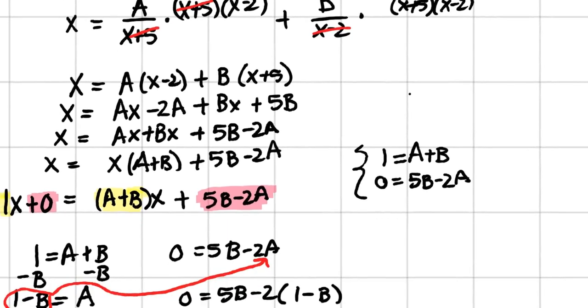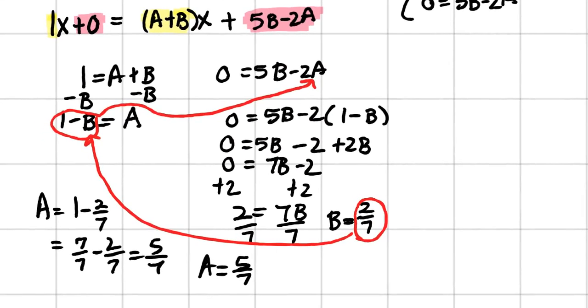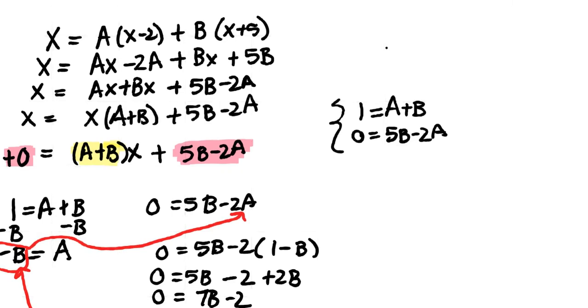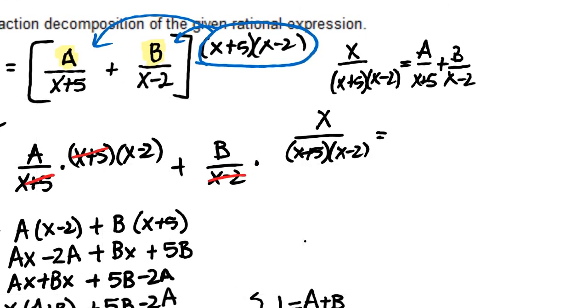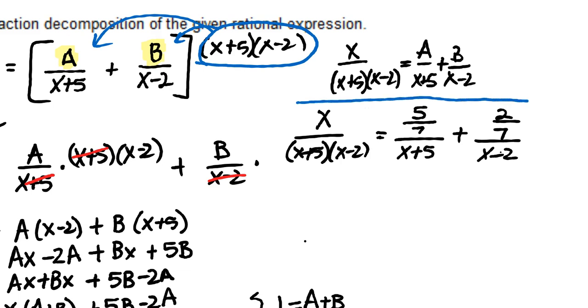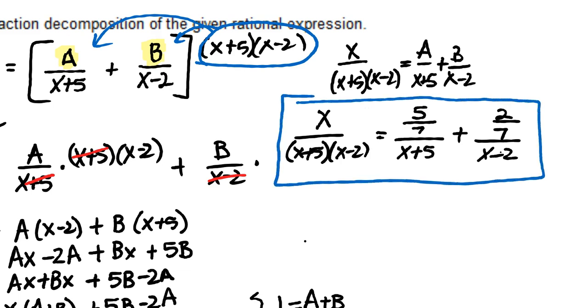And we found a to be 5/7 and b to be 2/7. So we're going to replace that a with 5/7 and replace that b with 2/7. So the partial fraction decomposition for x over x plus 5 times x minus 2 is 5/7 over x plus 5 plus 2/7 over x minus 2.